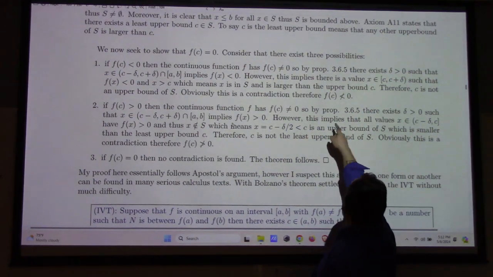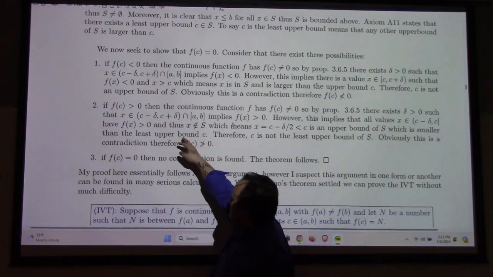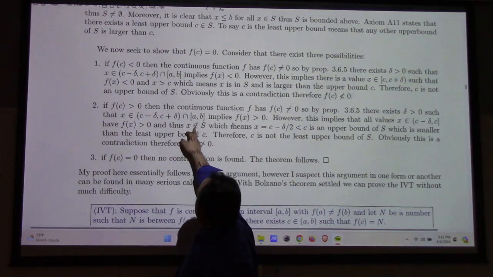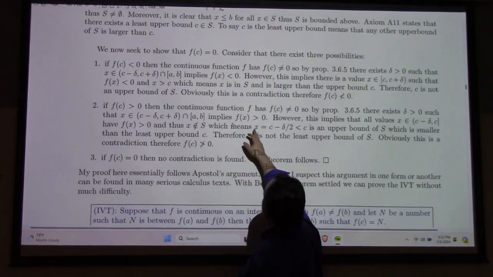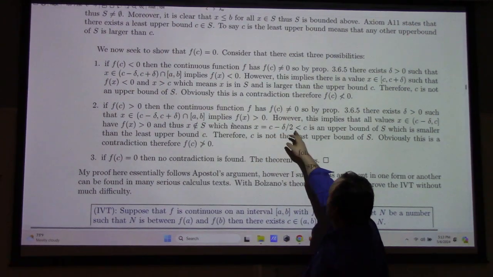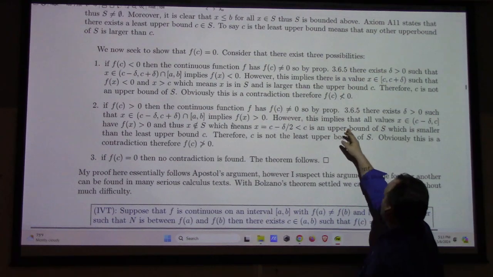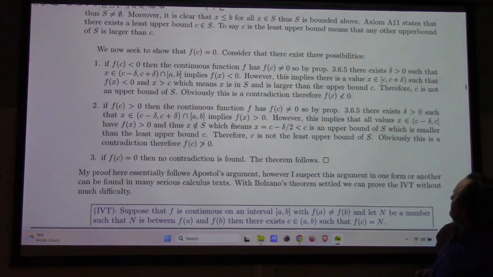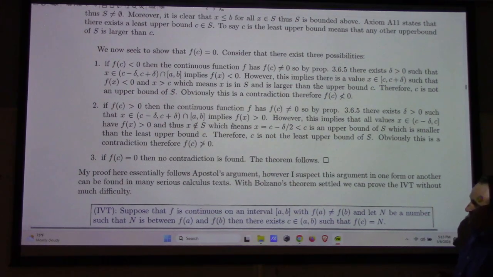F of x, let's see here, what does that mean? We have f of x greater than 0 and x not an element of S, which means that x equal to c minus delta over 2, which is less than c, is an upper bound of S, which is smaller than the least upper bound. Again, c is not the least upper bound of S, so this is a contradiction. Again, we cannot have f of c greater than 0.